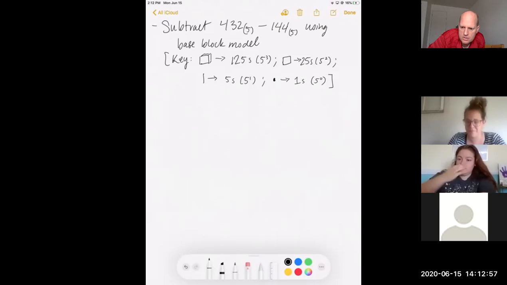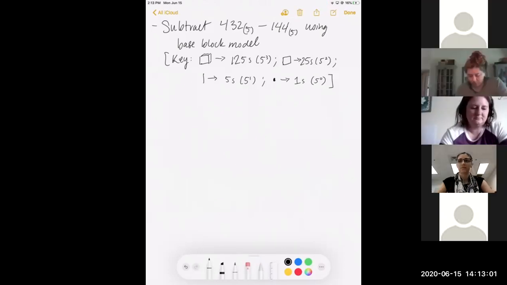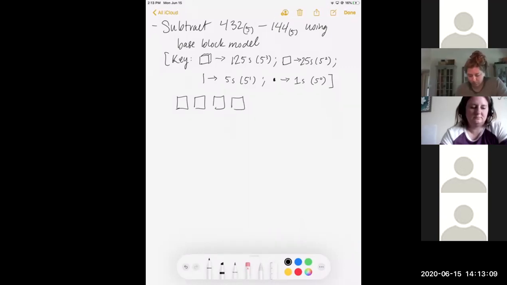Brave soul. So you'd start with the 4, 3, 2 in the base block model. So 4 flats, 3 bars, and 2 little cubes. This right here is the number 432 base 5. And what I'm going to do with that one is I'm going to cross out 144 base 5. So how are we going to cross those out?